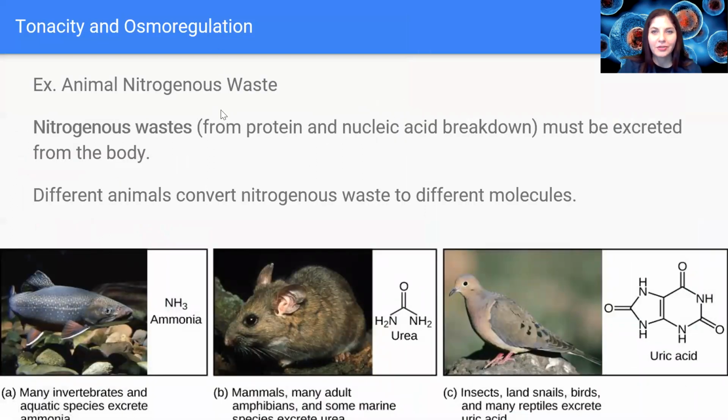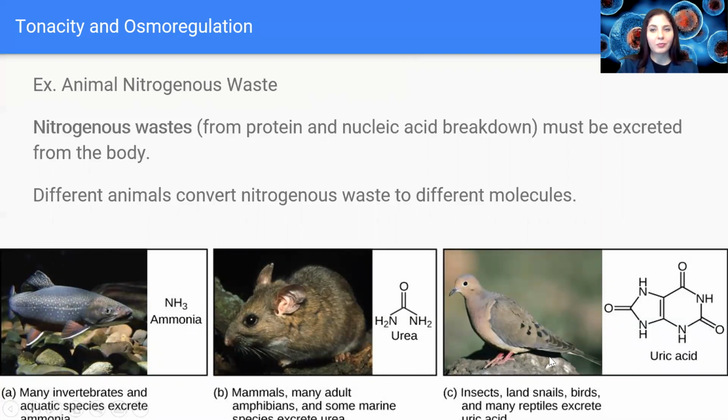So another example of osmoregulation is how animals get rid of their nitrogenous waste. These are wastes from proteins as well as nucleic acids when they get broken down, and our body needs to get rid of those byproducts. They have to be excreted somehow. And so different animals excrete those compounds in different ways. Many invertebrates and aquatic species excrete those nitrogenous wastes in the form of ammonia, which is the most hazardous form. Mammals, such as us, as well as adult amphibians and some marine species, excrete urea.